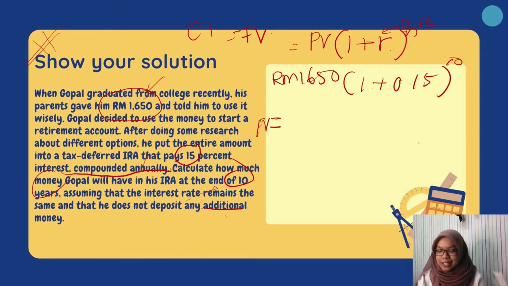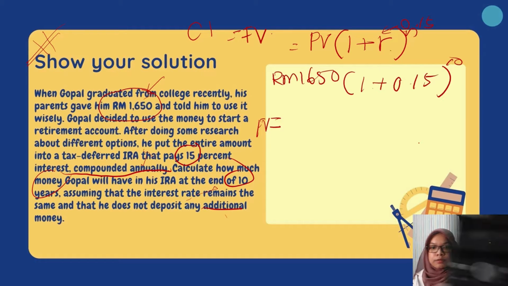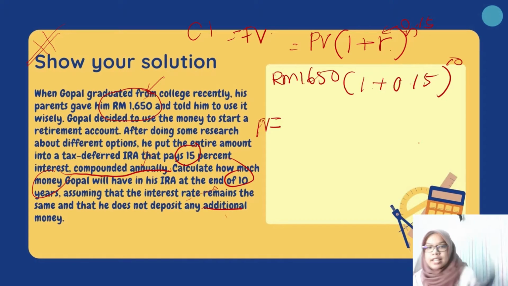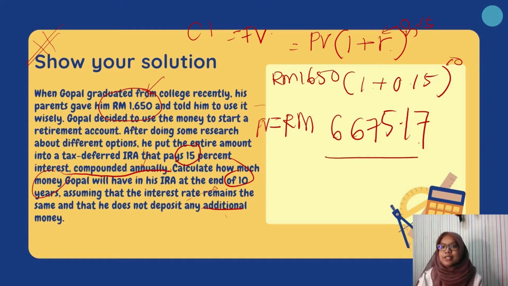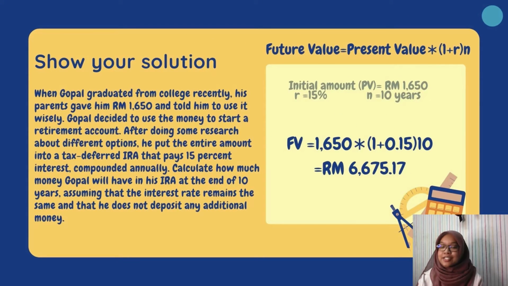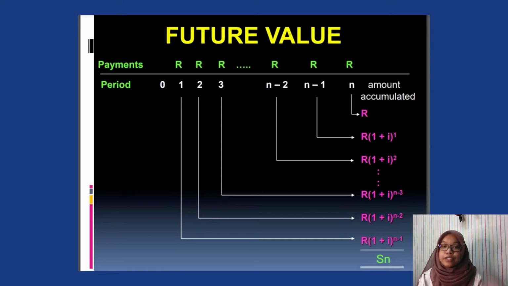Okay, so after using the calculator, the future value is RM 6675.17. So this is the answer for the future value of the compound interest. Okay, so this is the right answer, and I think I got it correct. So next, for the next topic, I will be focusing on future value for the annuity.